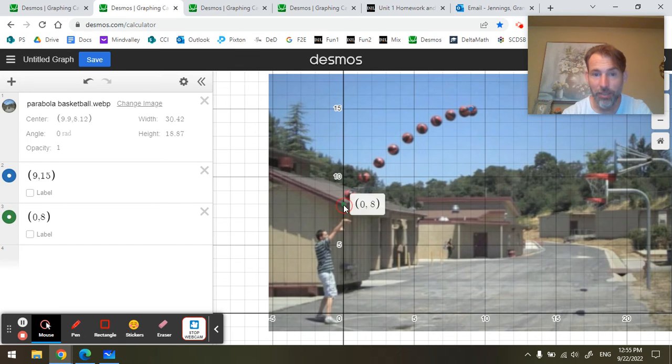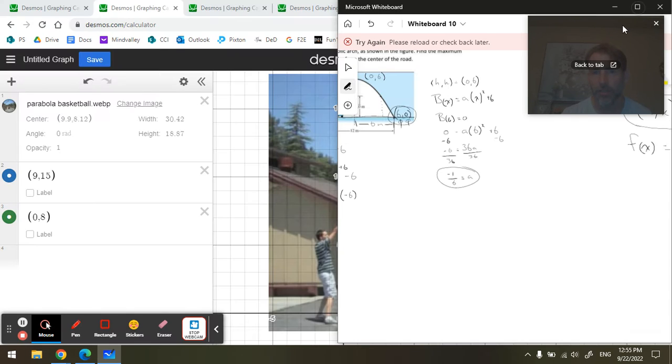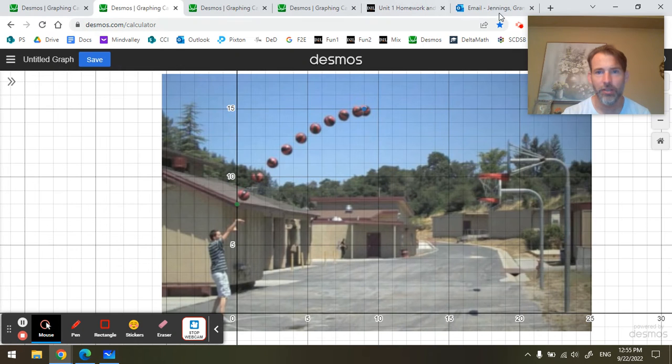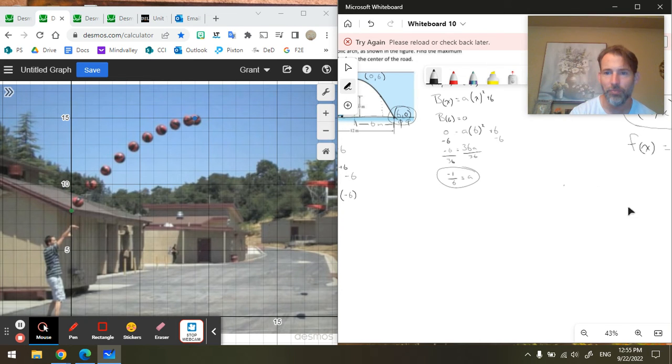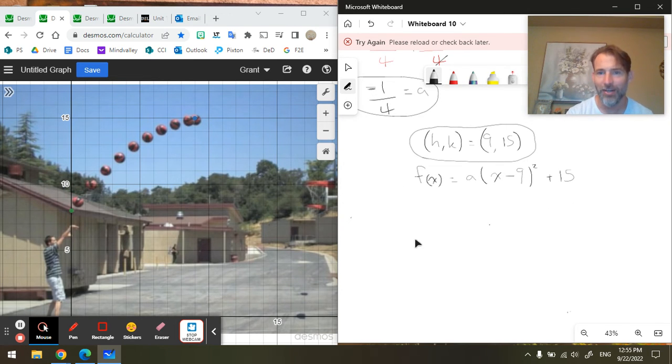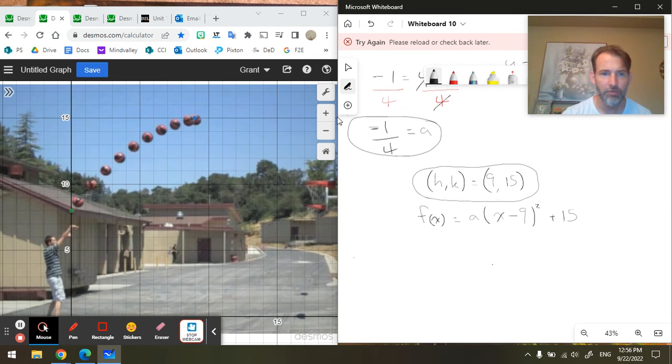So I'm guessing that it was released at 0, 8, and that its vertex is about 9, 15. All right, so let's work with those two numbers and see if we can find the equation of this parabola. Let's go. So I know that my vertex is 9, 15. And actually, let me do this so that we can see all this stuff. Okay, here we go. So the vertex h, k is at 9, 15.